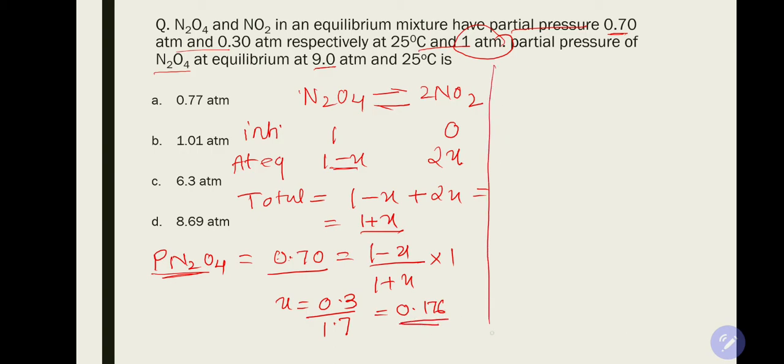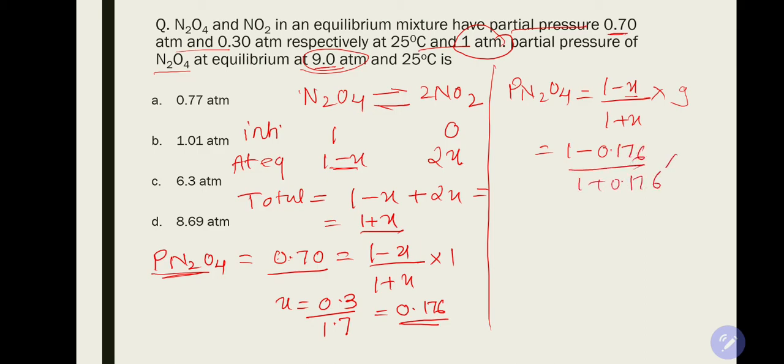Now they have asked you to find the partial pressure of N2O4 at equilibrium at 9 atmosphere. So here P of N2O4 at 9 atmosphere you have to find. Again the same formula you have to use, that is given number of moles upon the total number of moles into the partial pressure. What is the value of P given? That is 9. Now substitute the value of x over here. So it will be 1 minus 0.176 upon 1 plus 0.176 into 9.